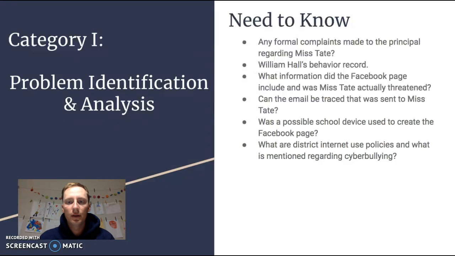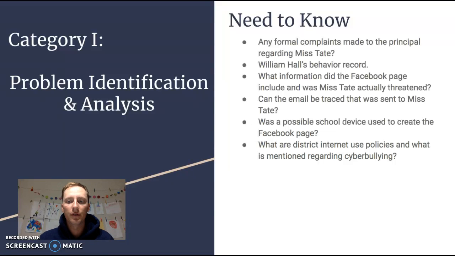What we need to know here is, are there any formal complaints made to the principal regarding Ms. Tate? Who made those formal complaints, and what might be included in those formal complaints? Does William Hall have a behavior record? Why is Ms. Tate suspicious of William Hall? Is there a reason for that? Maybe he has acted out in her classroom before or other classes.